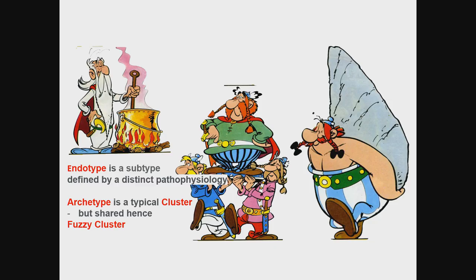Now, if he was distinct, and the shield was actually helping him to stand, to be there, then he would be having a distinct pathophysiology, and he would be known as an endotype. And a lot of our discussion will revolve around this discussion of endotype versus fuzzy cluster.